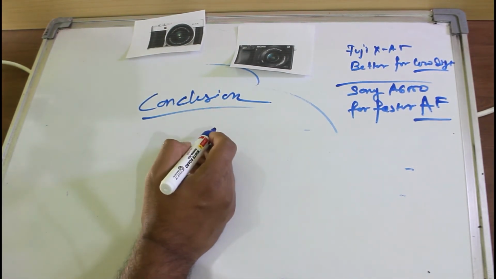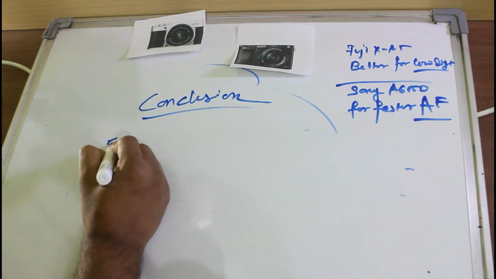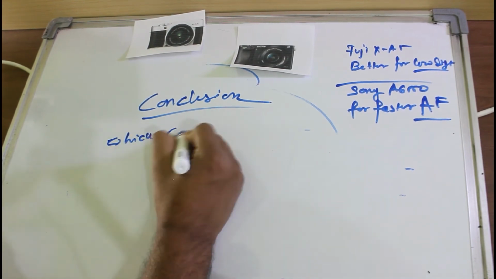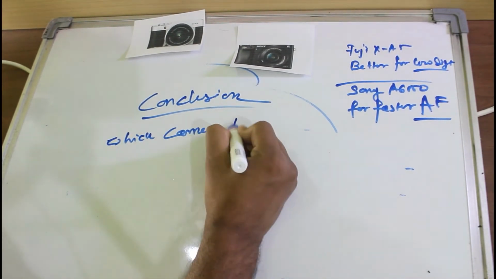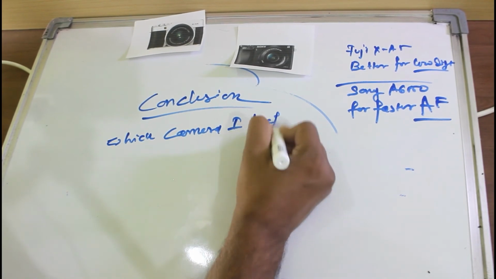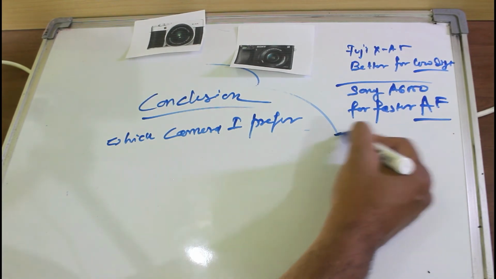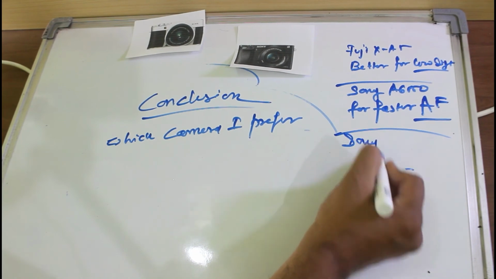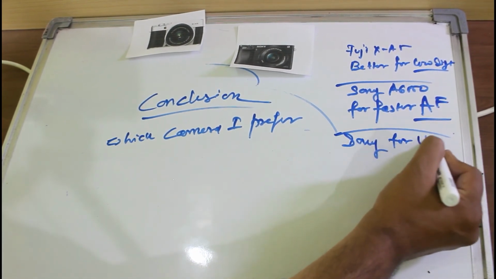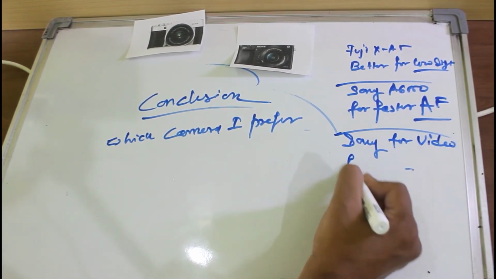So in my view, get the Fujifilm X-A5 camera if you want to shoot a bit better low light images. Otherwise, you get better autofocusing performance with the Sony A6000 camera. Also, the Sony A6000 camera records better high quality video. So my conclusion is to get the Sony A6000 camera.